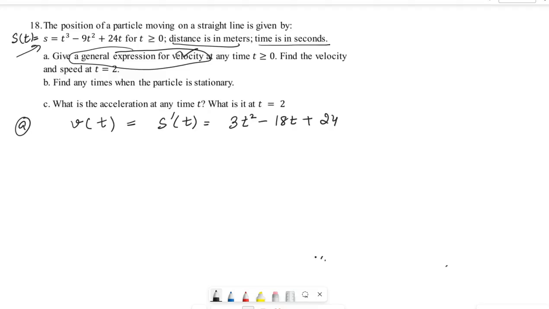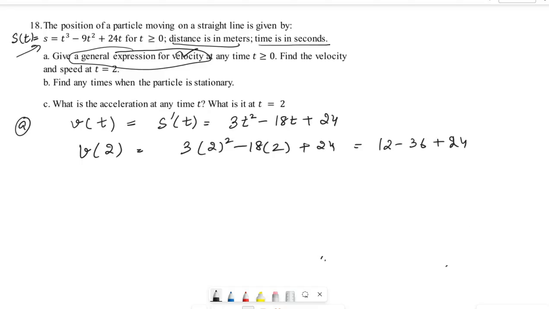Velocity at 2. So that is asking v at 2. All you need to do is put 2 here in place of t. 3 times 4, 12 minus 36 plus 24. That is actually coming 0, I think.